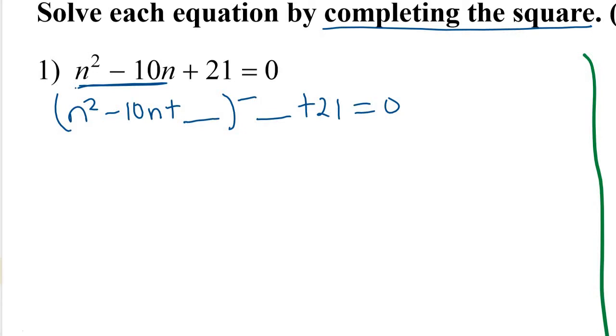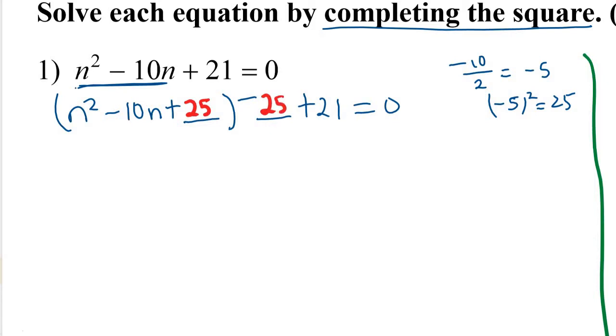So let's go ahead and look at the middle term. Negative 10, we'll take a half of that, we'll get negative 5, and then we'll square negative 5, and then we'll get 25. That is the term that will complete it, 25. So if you add something to this side, you must take it away from that same side.